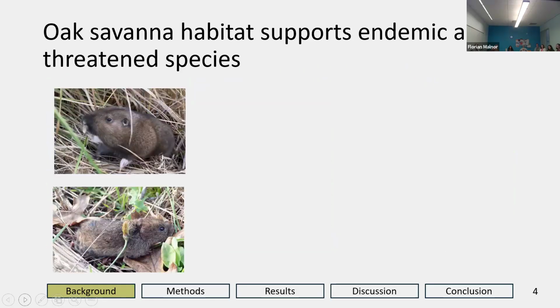So oak savanna is an important habitat for some species that might have a limited range or are threatened in other ways. So up top here is the Camas pocket gopher, and below is the gray-tailed vole. These are both rodent species that are endemic to the Willamette Valley, so they don't live anywhere else, just the Willamette Valley, and they spend their entire lives in the oak savanna. The Camas pocket gopher feeds on the bulbs of Camas, which is a native flower.